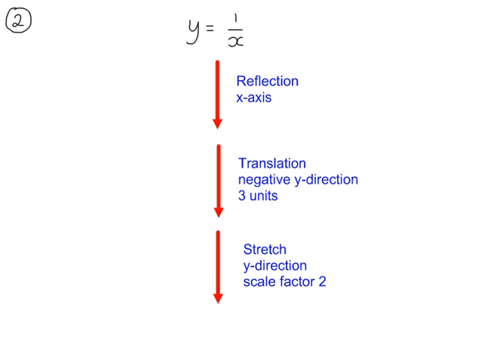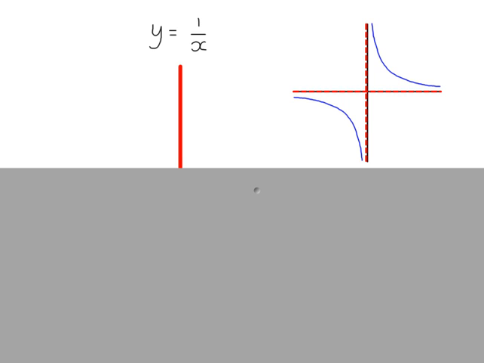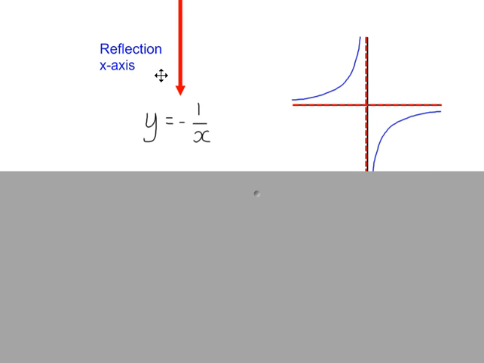Example 2, we're going to apply the following 3 transformations to y equals 1 over x. One over x has 2 asymptotes. After a reflection in the x-axis, we have the graph of y equals minus 1 over x.